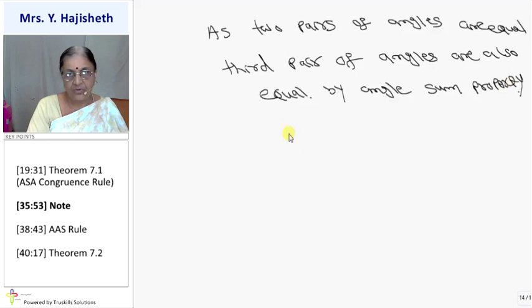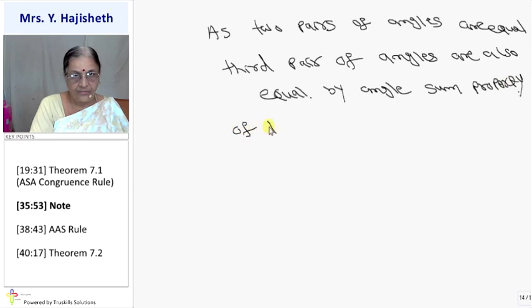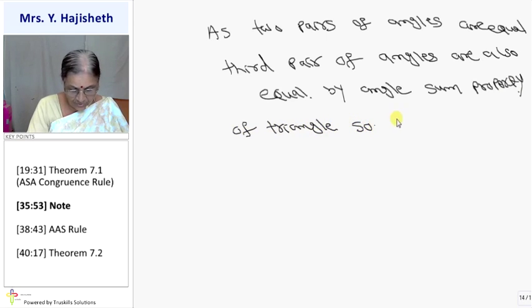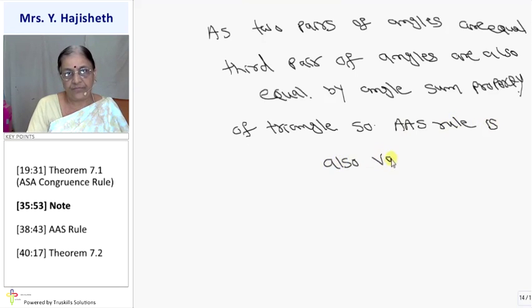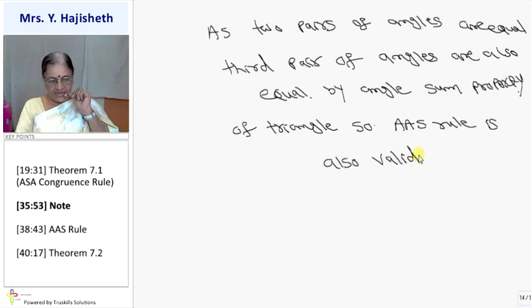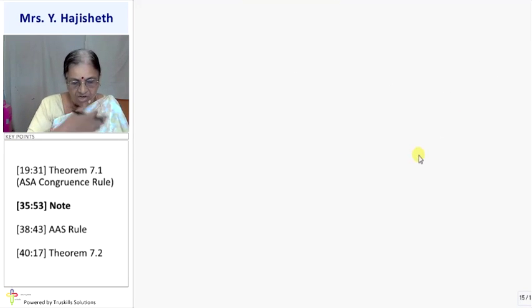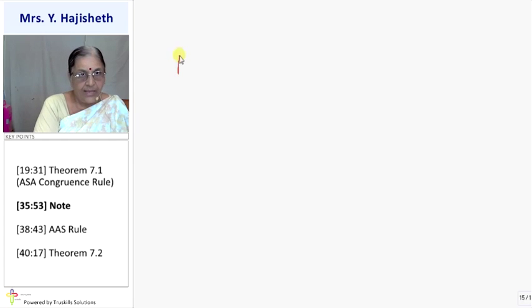So, AAS rule is also valid. Even if the side is not included, it will work. Okay? Are you clear? ASA and AAS rule are one and the same. Now I write the AAS rule. Okay? AAS rule.